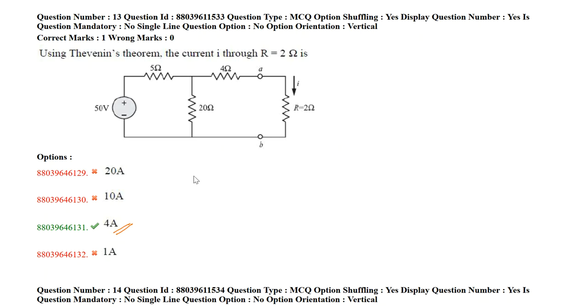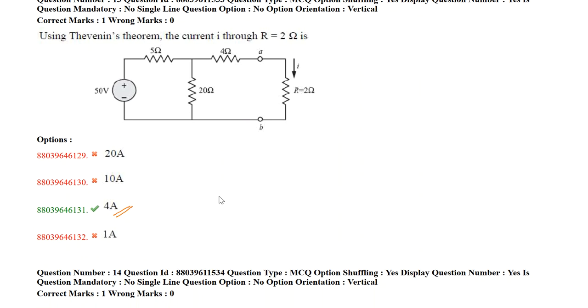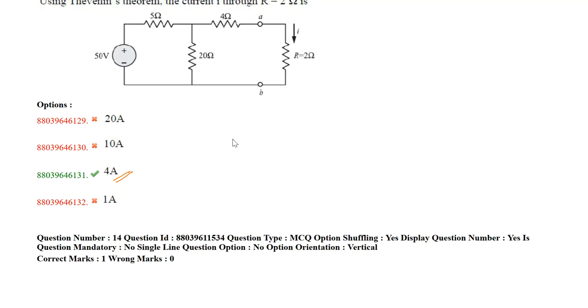I will give the hint here. First remove this element and find the voltage across here. That voltage will be VTH. After that, short circuit the voltage source and find the RTH. Once you do so, you will get the values, and from those values just substitute, and you will get the answer as 4 amperes. I discussed this concept in GATE 2021.